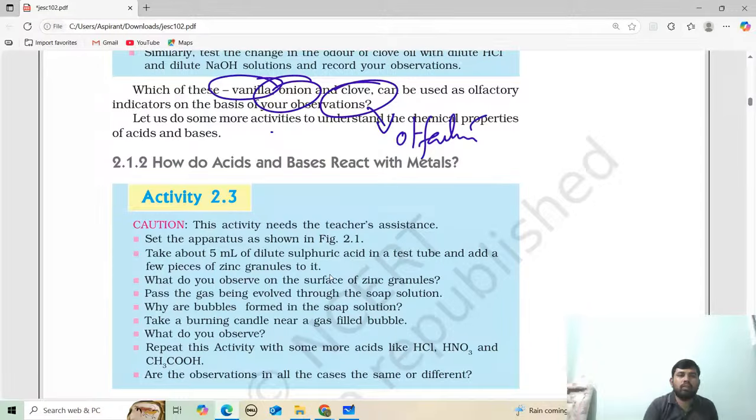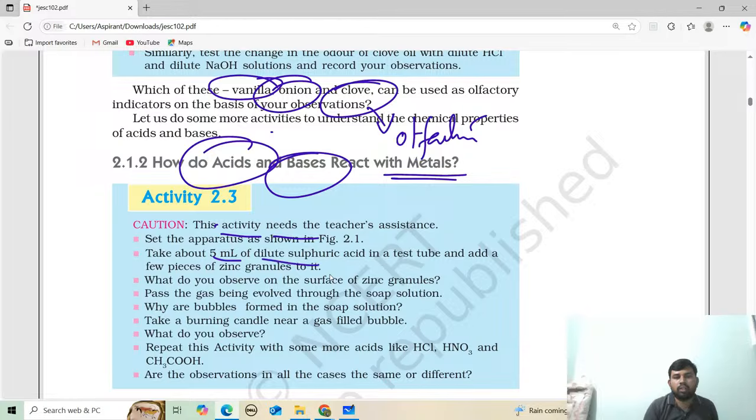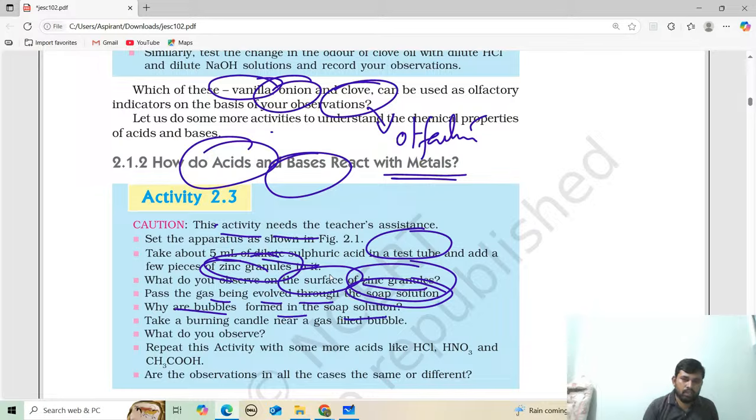Now we are going to discuss how acids and bases react with metals. See the given activity. This activity needs the teacher's assistance. Take 5 ml of dilute acid in a test tube and add zinc granules. Observe the surface of the zinc granules. Pass the gas being evolved through a soap solution. Why are bubbles formed in the soap solution? Bring a burning candle near the bubbles. What do you observe? Repeat the activity.